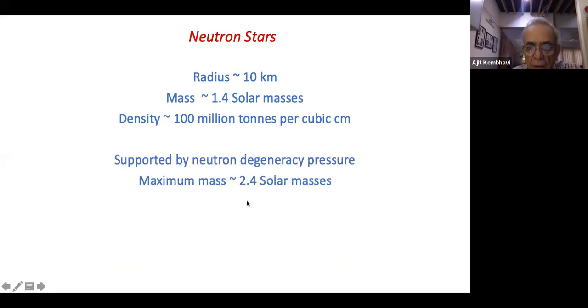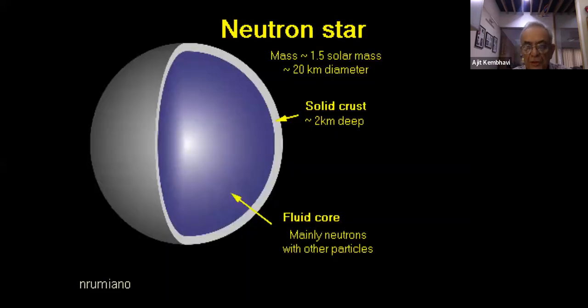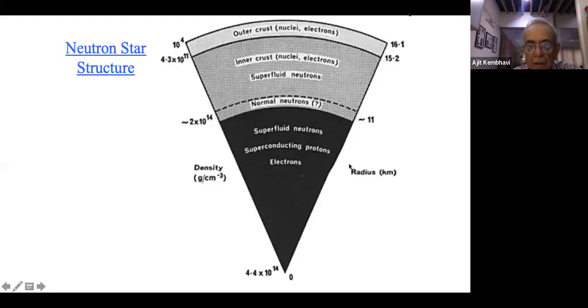And just like a white dwarf is supported by electron degeneracy pressure, a neutron star is supported by neutron degeneracy pressure. And this is the structure of a neutron star. You have a fluid core, a quantum fluid actually, which is mainly made up of neutrons. You have the solid crust here, and the total radius is about 10 kilometers, 20 kilometers diameter for the neutron star. I won't go into these details.